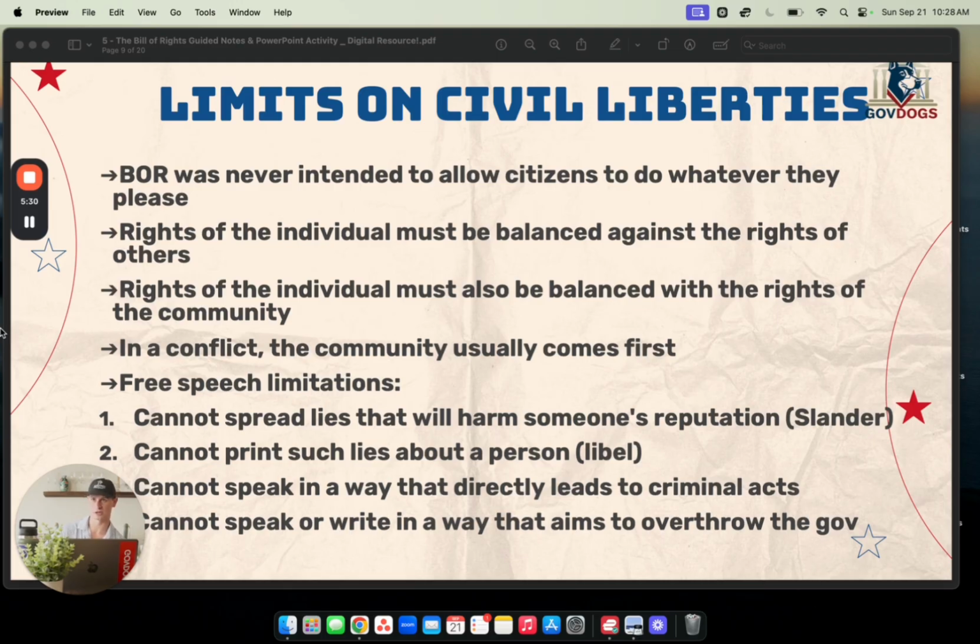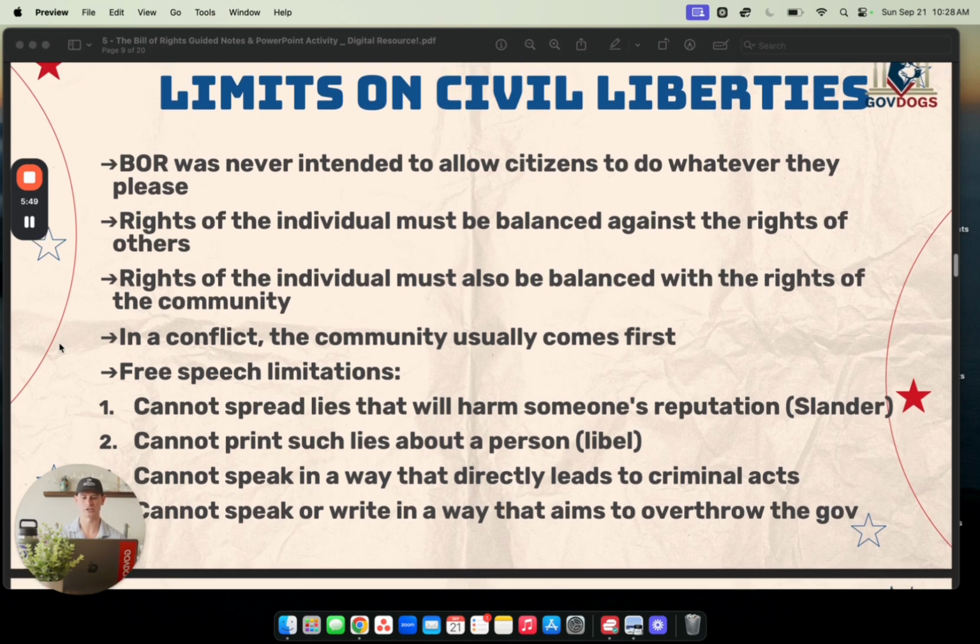Okay, so for example, you're allowed to play your music loud, right, in your own house. But if you're doing it at 2 o'clock in the morning and you're disrupting your entire neighborhood, right, your neighbors' rights supersede yours, okay? They're more important than yours, okay? So just know that. It's not an absolute right.